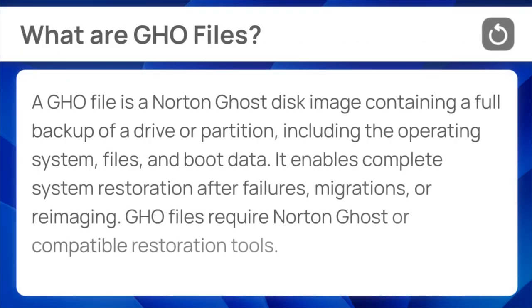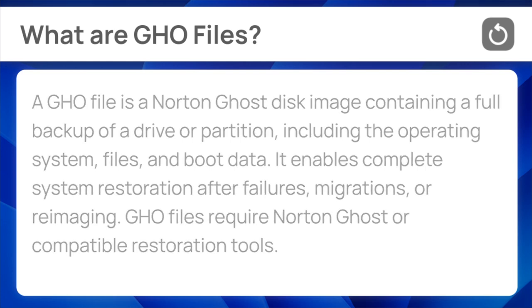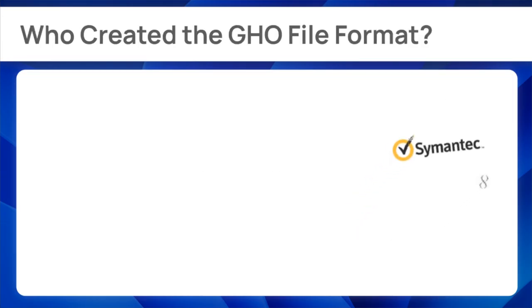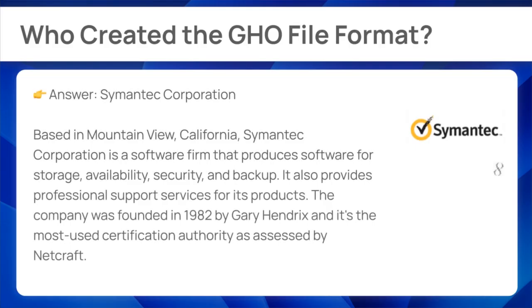The file header for GHO explicitly specifies it belongs to the backup file hierarchy. The Norton Ghost Backup File convention is used to store its contents. The GHO file is a highly proprietary disk image file created by Norton Ghost software. It functions as a complete, compressed copy of an entire hard drive partition used primarily for system restoration and cloning. Developed by Symantec, the format is closed source and optimized for fast block-level imaging.